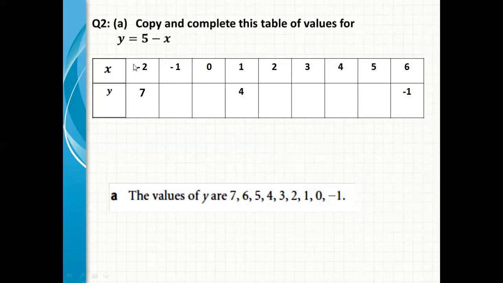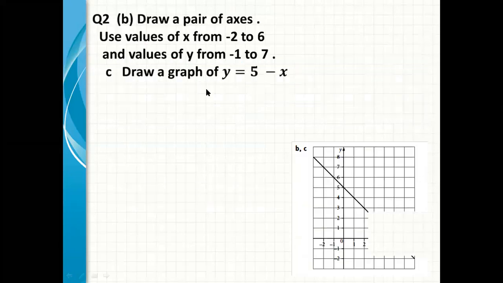And remember, when we have two negative signs in the middle, they turn to plus. So it will be like 5 plus 1, which is 6. Here it is. And 5 minus 0 is 5, and so on. You do the same thing for all the other values of x.